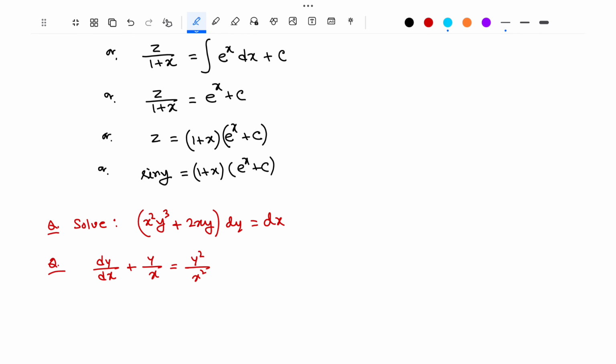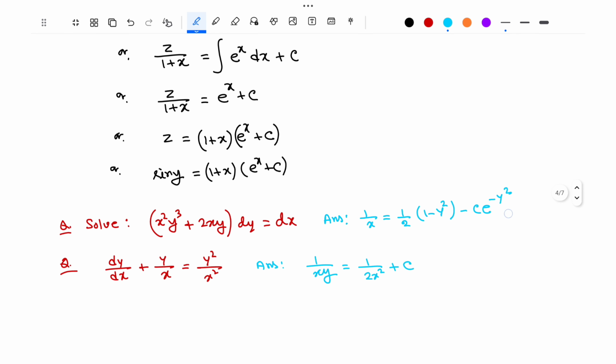Okay, the answer of the first question will be 1 by x equals half into (1 minus y square minus c e to the power minus y square). This is the answer of the first question, and the answer of the second question will be 1 by xy equals 1 by 2x square plus c. Try to solve these two questions.